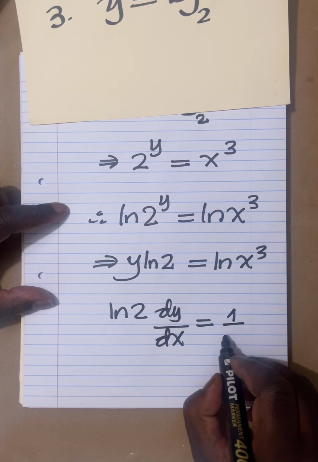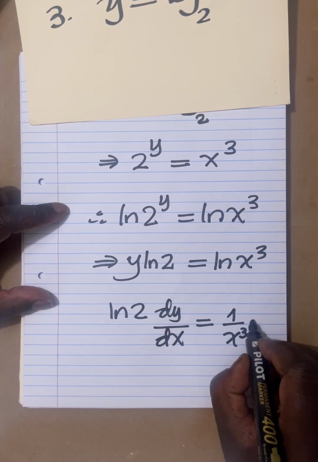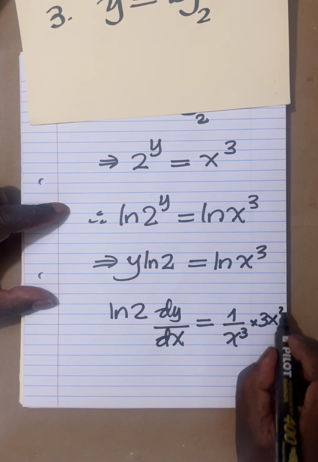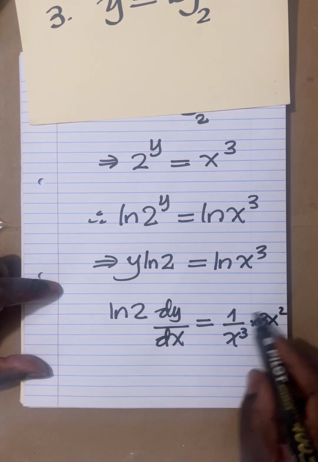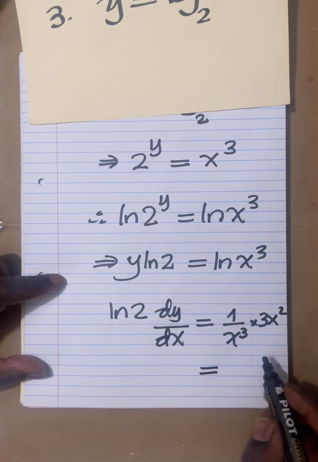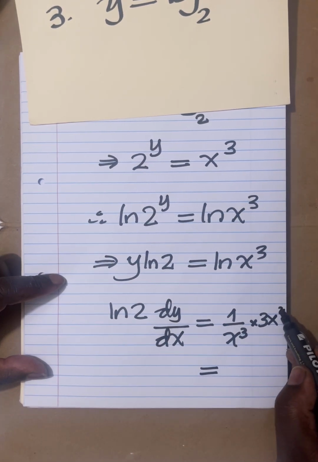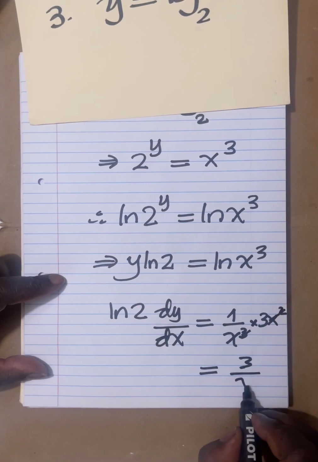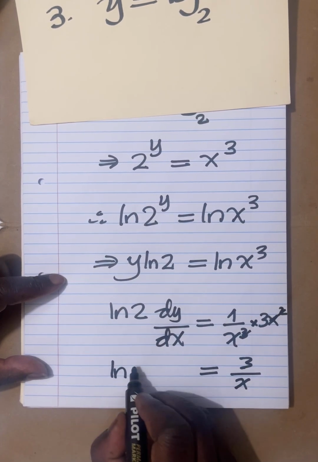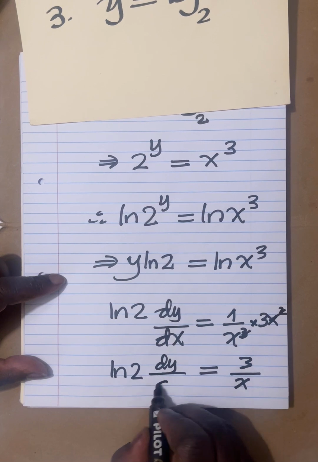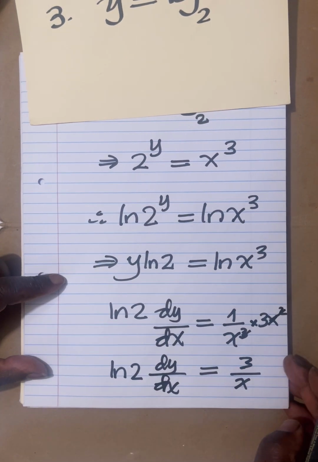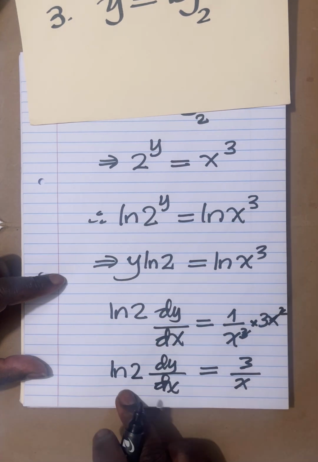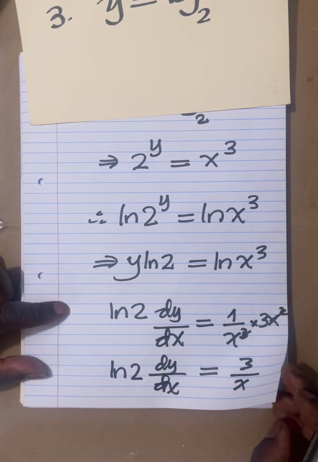Remember, the rule says reciprocate the function, then multiply by the derivative of the function. So this is 3x squared over x cubed. Now, simplifying the right-hand side, what do we have? Remember, the x's cancel, and you have 1x in the denominator. So this is 3 over x. On the left, you have ln 2 dy dx. Now, making dy dx subject of formula, we have to divide both sides by the natural log of 2.